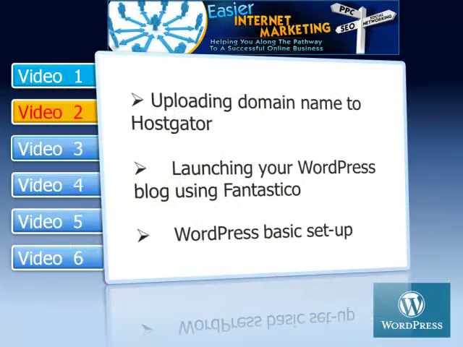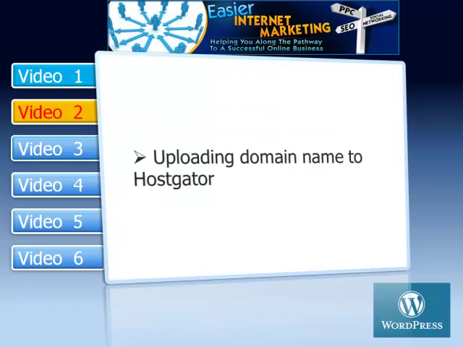Now let's see what we hope to achieve in this video. First of all, we're going to upload our domain name that we looked at last time to Hostgator. Then we're going to launch our WordPress blog using something called Fantastico. And lastly, if there's time, we'll be looking at the basic setup we need to do in the very early stages of WordPress. Let's start first of all though by uploading our domain name to Hostgator.